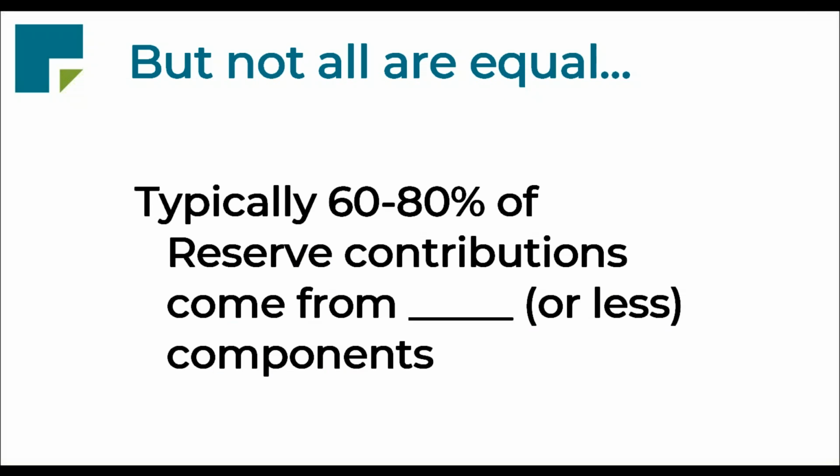We find that a typical reserve component list contains about 20 to 50 items, but not all reserve component lists are equally significant. Typically, just a few of those 20 to 50 items dominate your reserve study. So take a moment to think how many dominate a financial analysis.